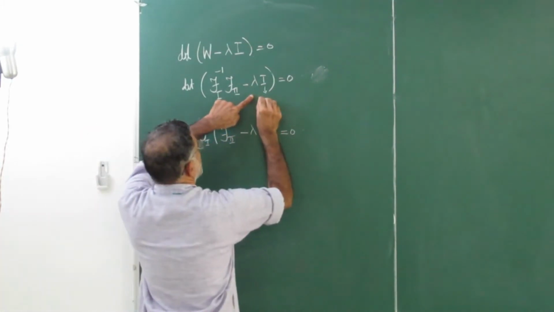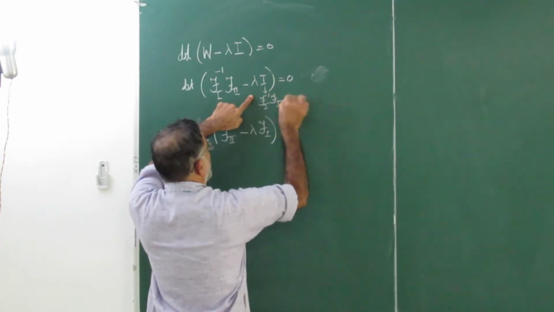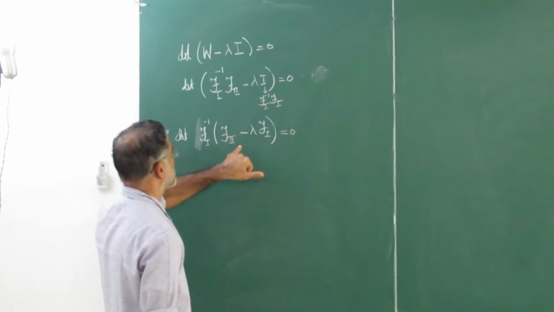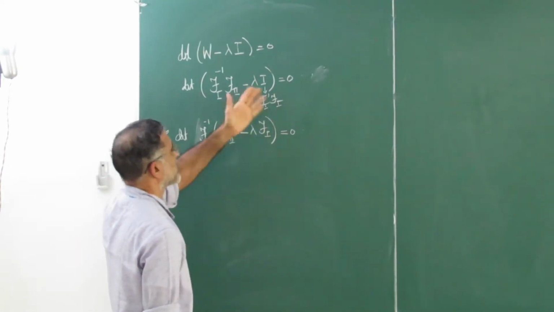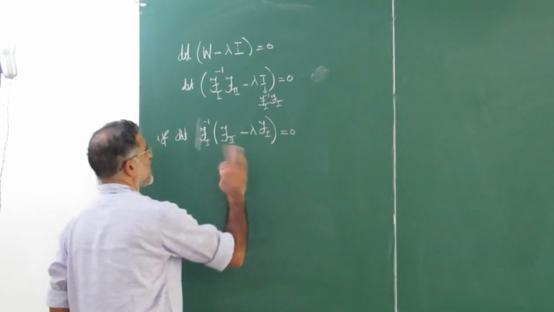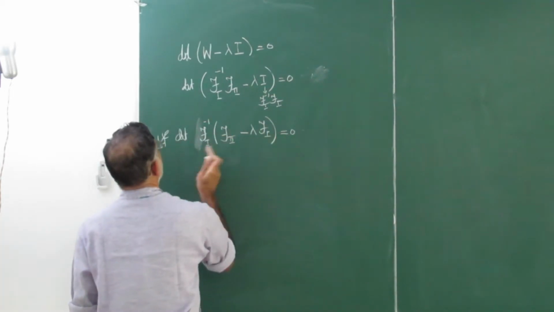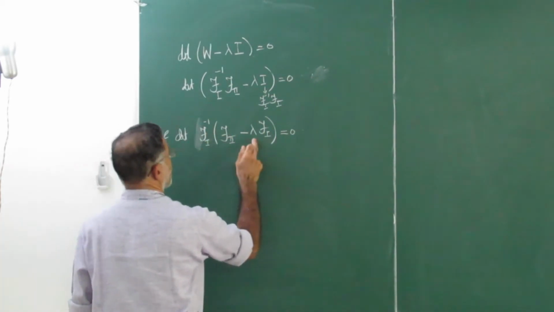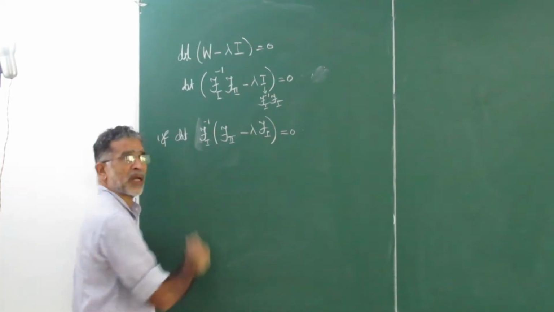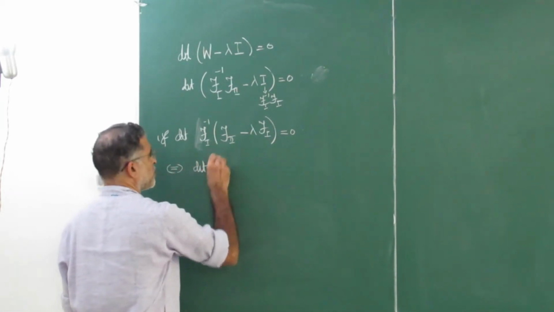So what do you do? This you write as F1 inverse times F2 minus lambda F1. Remember your first fundamental matrix is always non-singular. The determinant is the norm of sigma u cross sigma v, so it's always non-zero. But you know that the determinant of a product is the product of the determinants. The determinant of F1 inverse is non-zero because it's a non-singular matrix. So this holds if and only if the determinant of F2 minus lambda F1 is zero.